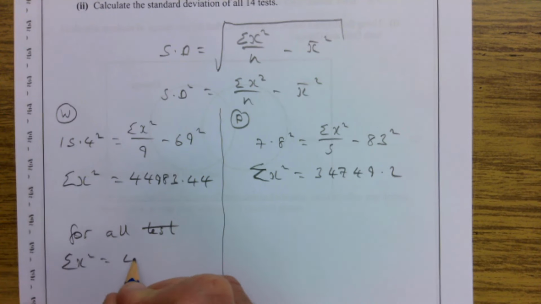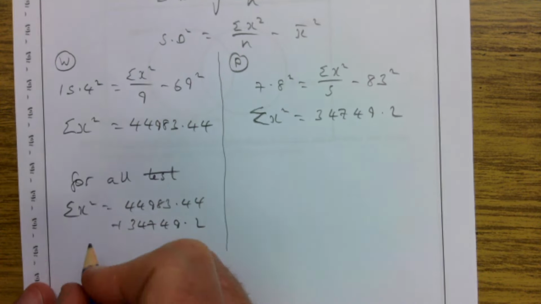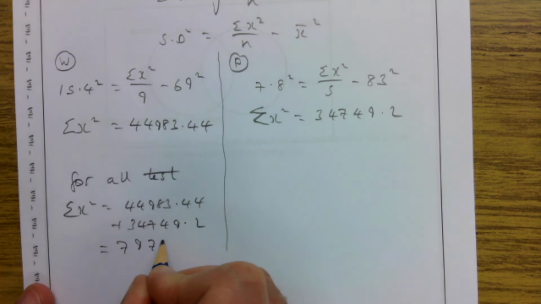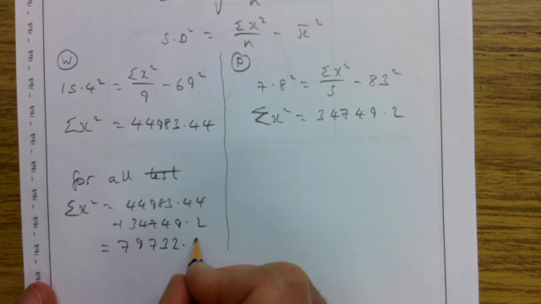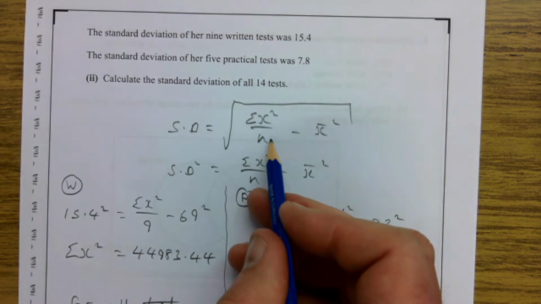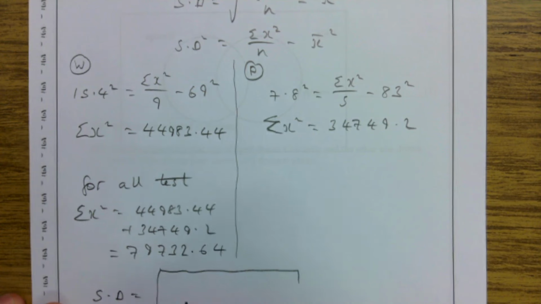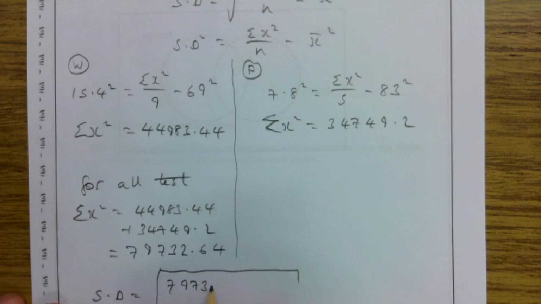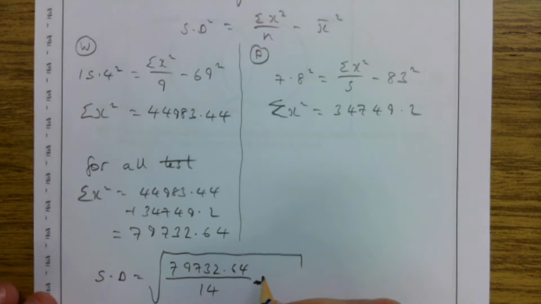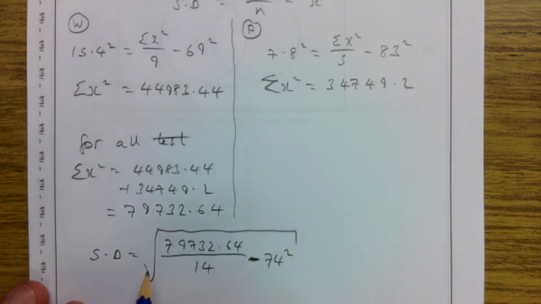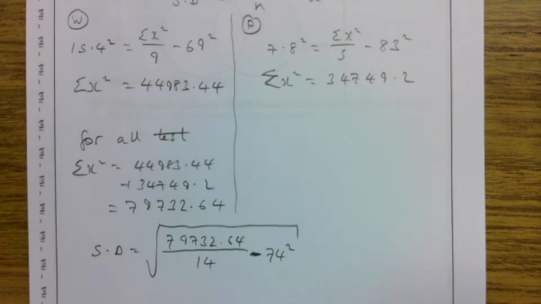That means to work out sigma x squared for both tests, it is equal to 44,983.44 plus 34,749.2, and if you add those together you get 79,732.64. Put that back into the standard deviation formula to get the final answer. So standard deviation is the square root of 79,732.64 all over 14, all the tests, take away the mean we've just worked out, which is 74 squared. Put that all in your calculator and you get an answer of 14.81.